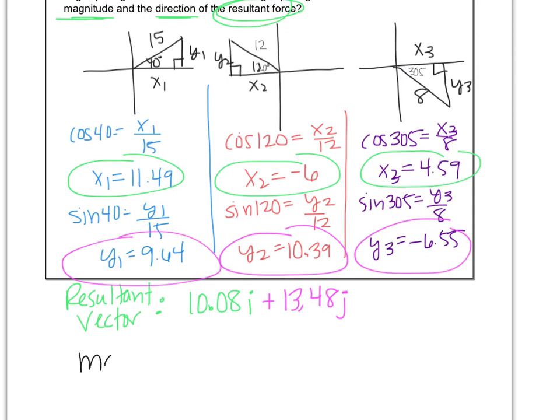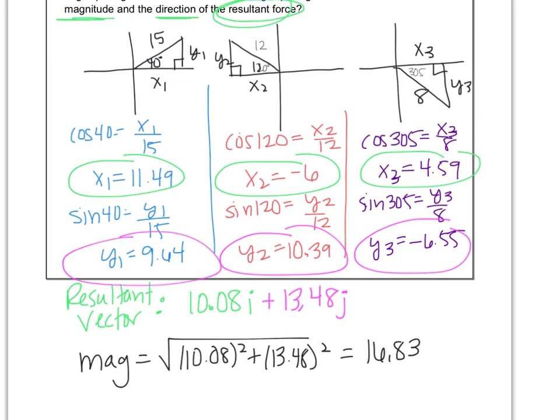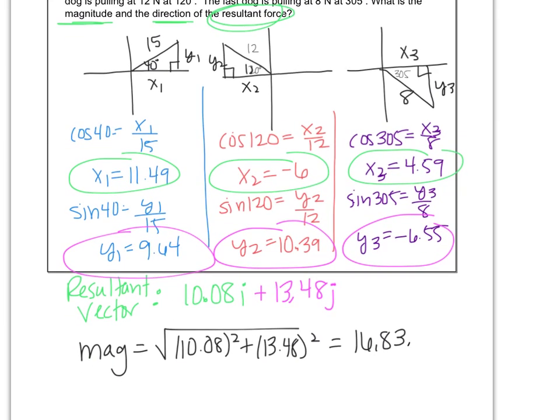Then we have to find the two things it asks for. It asks for the magnitude. That's going to be the square root of 10.08 squared plus 13.48 squared. And you can just type that in your calculator. That comes out to 16.83, what we're measuring in newtons.